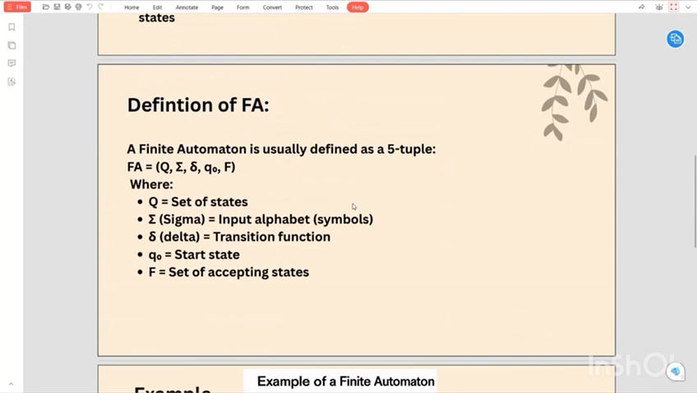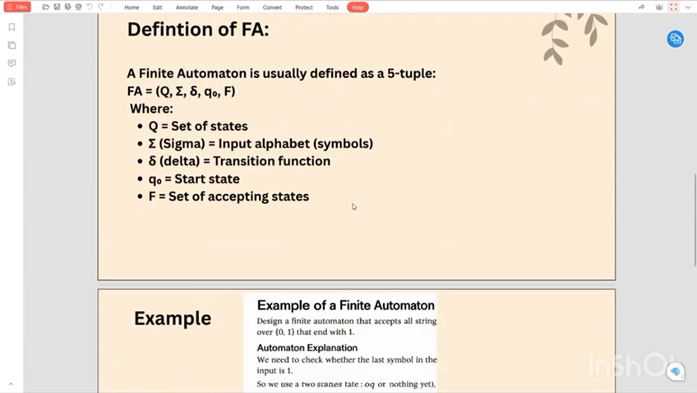Then delta. Delta means transition function, which we use to define the move from one state to the next state. Then Q naught is the start state of the machine, where the machine starts. Then F means a set of accepting states. F means there are a number of final states. So Q naught means only one initial or start state. F can have multiple final states or one final state, also called accepting states.